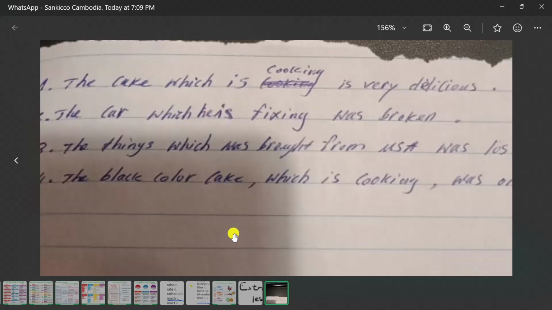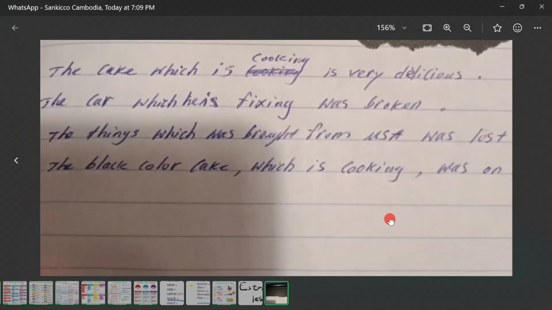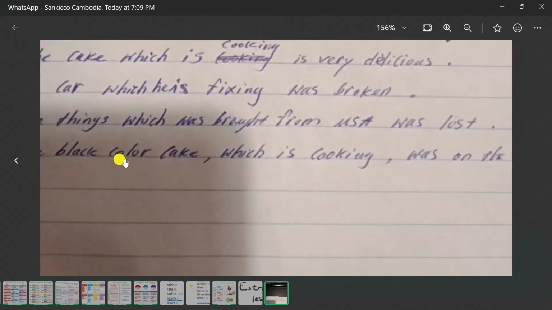Okay? Last one, the black color cake. You can just say the black cake, which is being cooked, here again passive, was on the table. Yes, the black color cake was on the table, which is cooking. And this is a specific cake, so this is a non-defining relative clause.